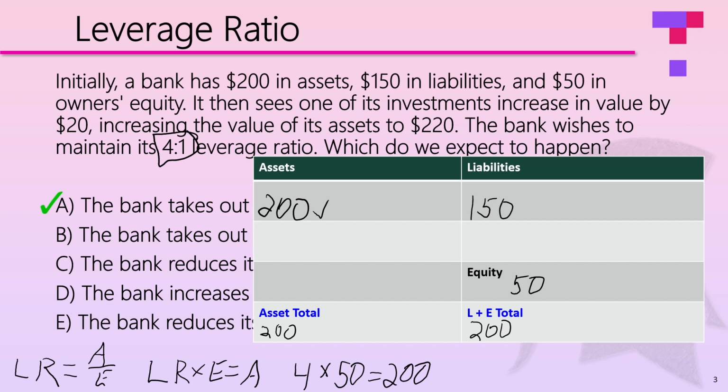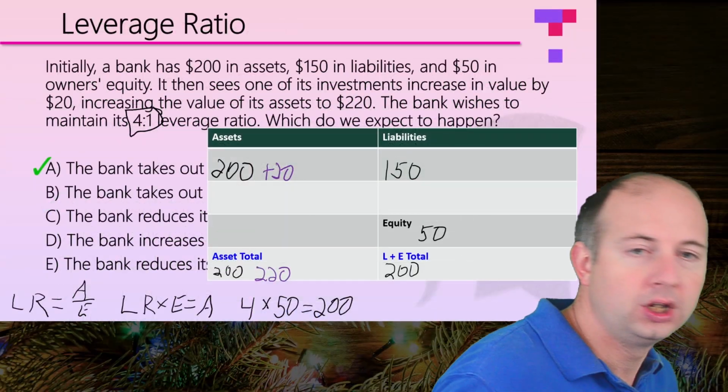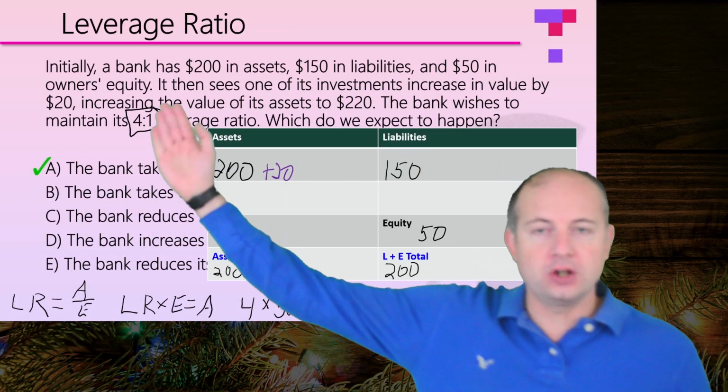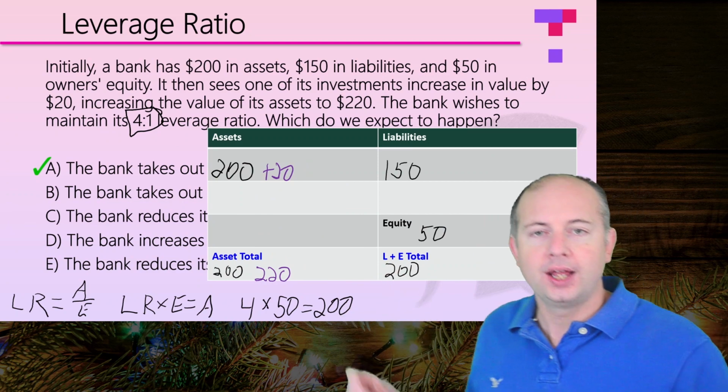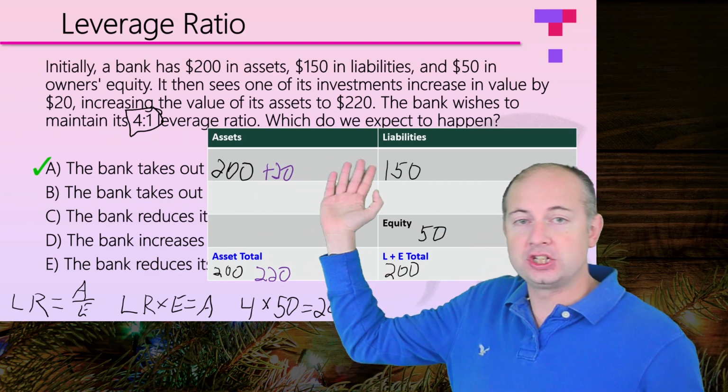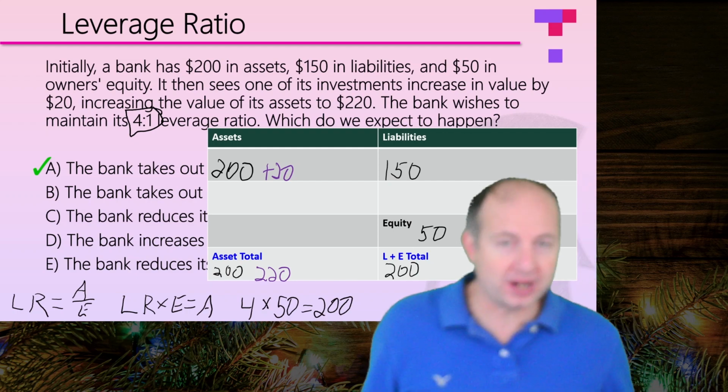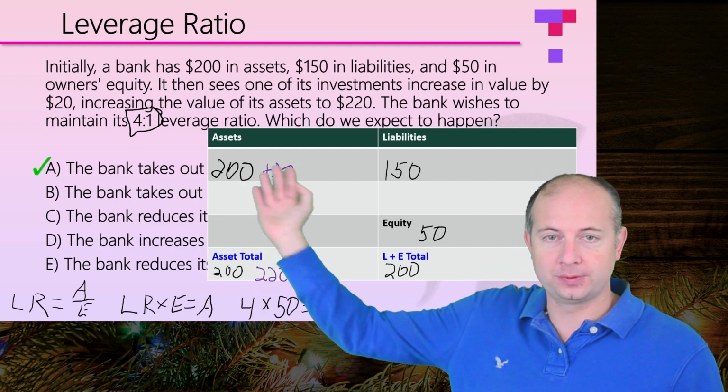Next thing that happens is one of our investments goes up by $20. So that takes us to plus 20, and now we have a total of 220 in assets. On the right side of the balance sheet, if the left side goes up 20, the right side also needs to go up 20. Notice our liabilities haven't changed. We didn't borrow any more money from anyone. It just happened that one of our investments went up in value.